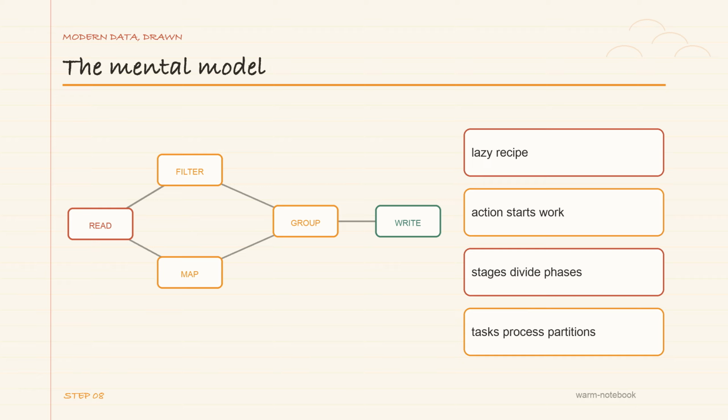Read the drawing from one idea to the next. Lazy recipe, then action starts work, then stages divide phases, then tasks process partitions. Focus on what moves, what stays fixed, and why the system does less unnecessary work.